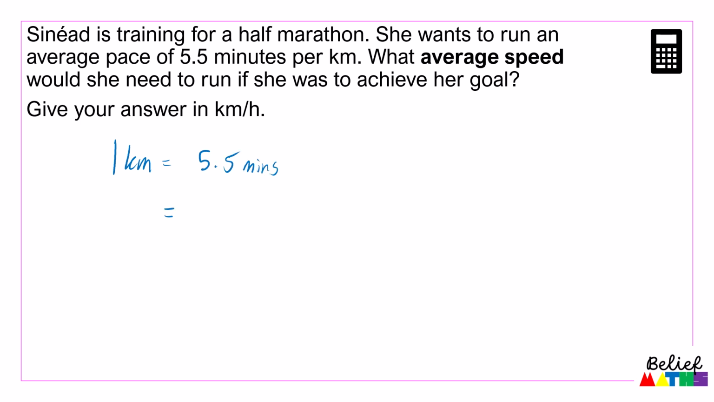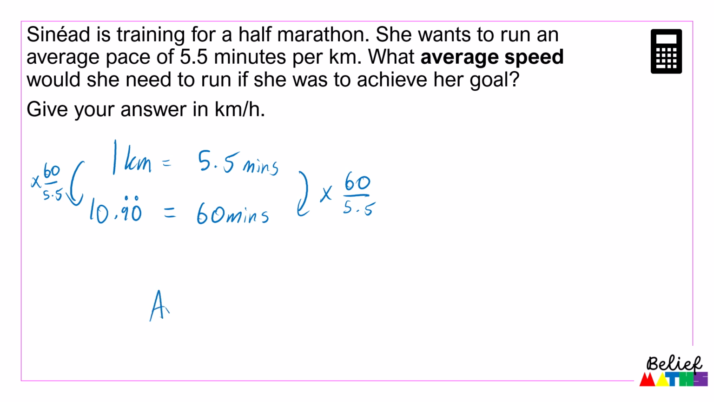And we want to know, well, how far will she run in an hour or in 60 minutes? Again, using our scale factor, which is times by 60 over 5.5. And again, this might seem, well, actually that's a little bit more complex to do. But remember, we've got a calculator in this question, so our calculator will do all the work for us. Now that, when we put in our calculator, will give us 10.90 recurring kilometres. So that means in 1 hour she'll run 10.90 recurring, or 10.91 kilometres. So therefore her average speed will need to be 10.9 kilometres per hour.